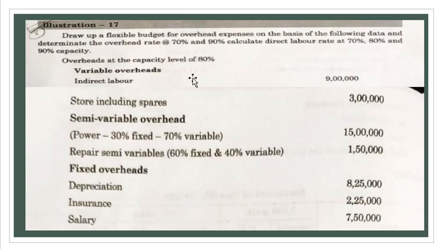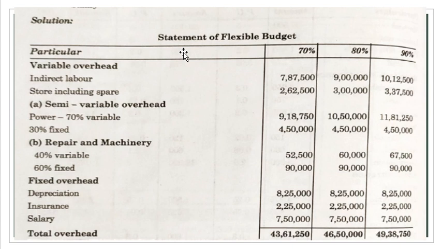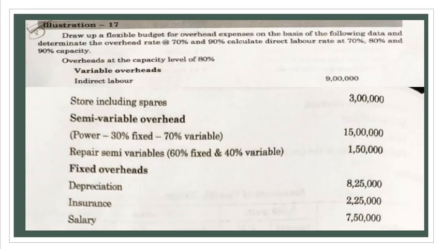So here they have given us the information for 80%. We need to classify and show the overhead rate for 70% and 90%. In this question, information regarding 80% capacity is given, and all the information is given. They have given us power. Out of power, 30% is fixed and 70% is variable. So power is both fixed as well as variable, so it will be called a semi-variable expense.